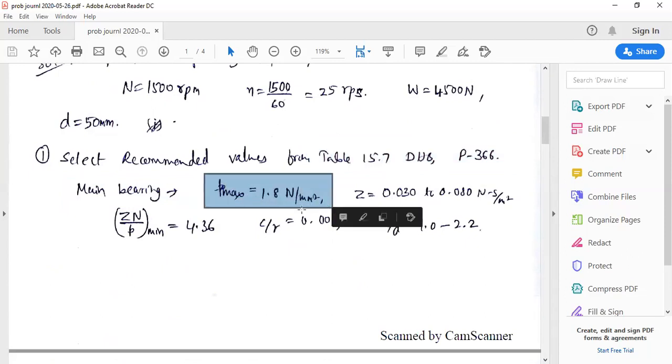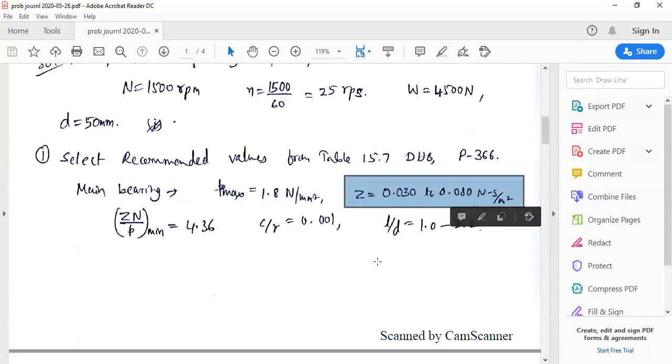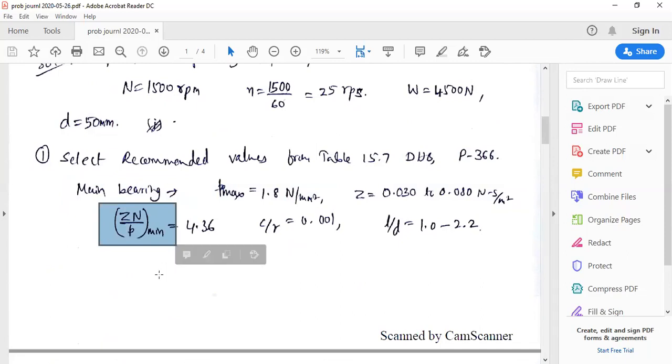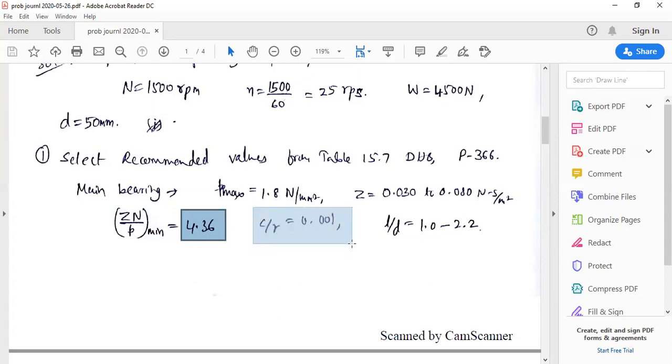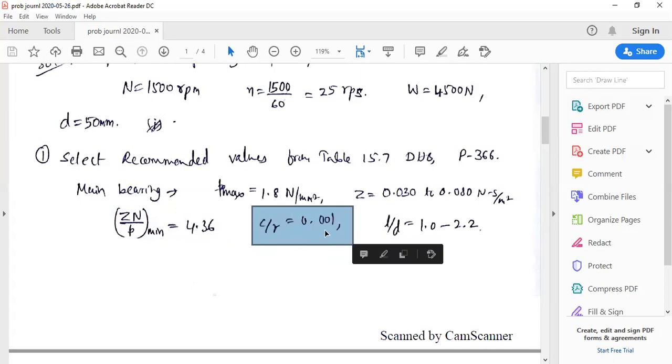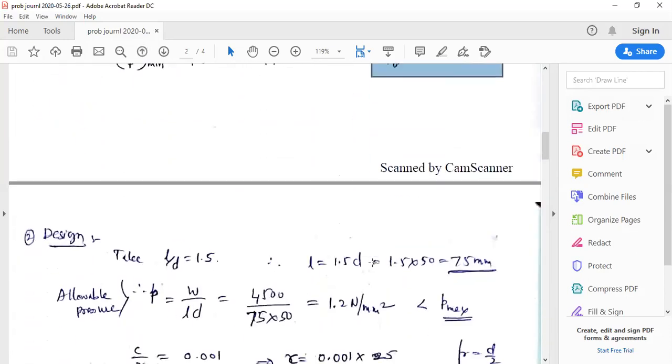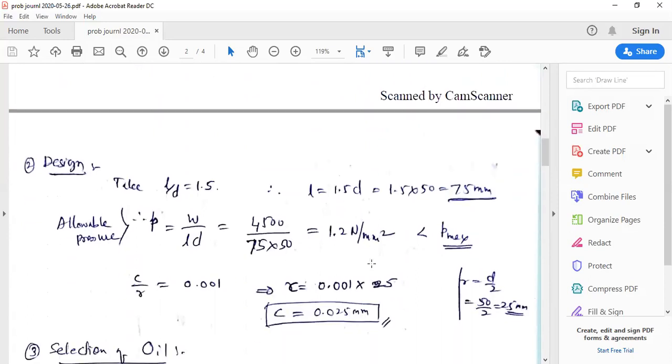So the maximum pressure for that case is 1.8 Newton per mm square. Absolute viscosity is 0.0302 to 0.080 Newton second per meter square, and the bearing modulus, which is ZN by P. The minimum value of bearing modulus, that is ZN by P, is 4.36. That is the minimum value. So the value that we suggest should be more than 4.36, and the C by R ratio is given here as 0.001, and the L by D ratio is 1 to 2.2. So these are the parameters which are noted here.